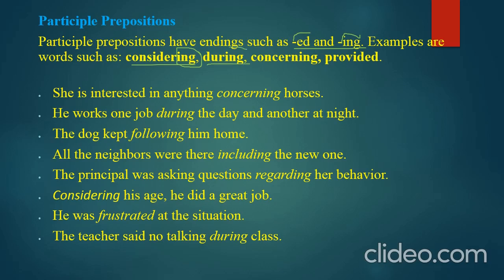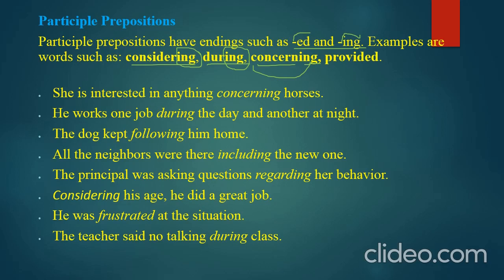So during also ends with ing, so it doesn't mean that when we put ing at the end of a word, that will be a verb. This is not the case. When you see that there is ing at the end of the word, it can be a participle. Concerning is made up of two words, concern and ing, concerning. So the combination of the two words makes it a participle preposition.